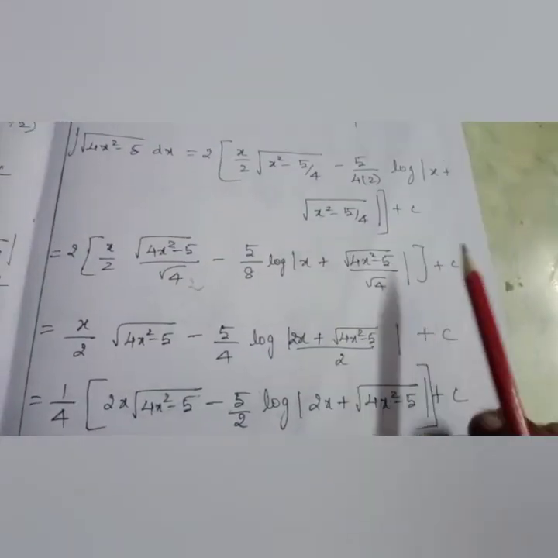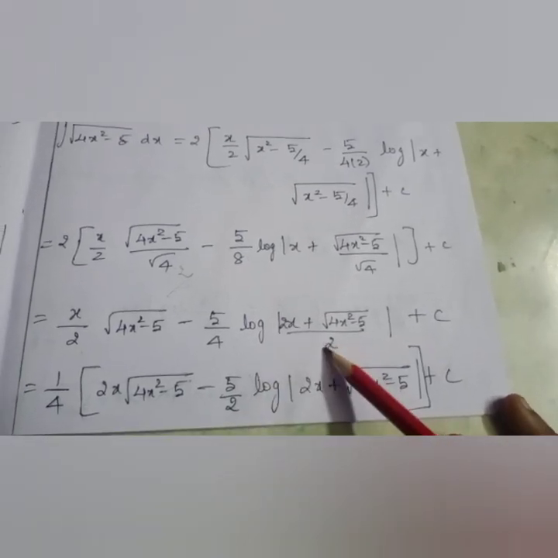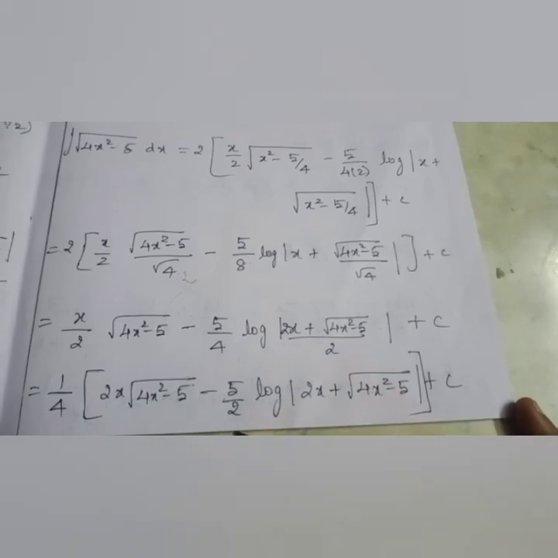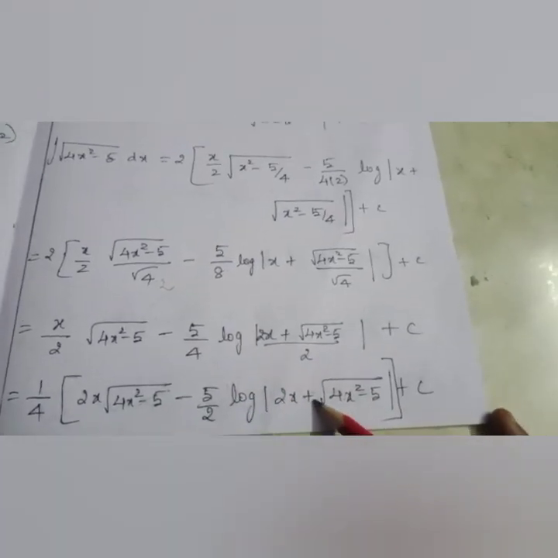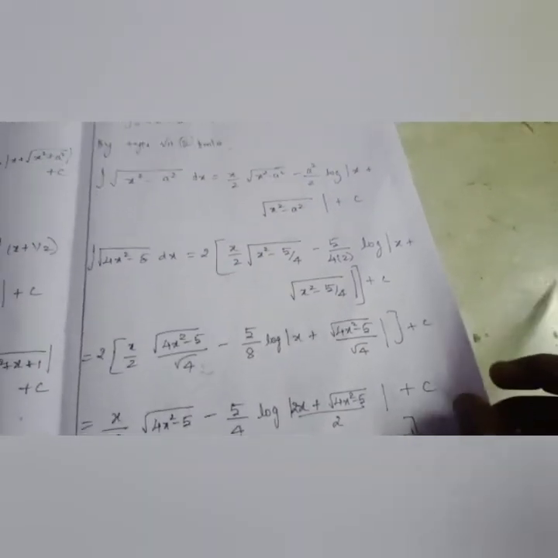So 2x root of 4x square minus 5 by 2 log of, because this 2 is there, no, when I am going to take a 1 by 4 outside, this 2 will be replaced over here. So 5 by 2 log of 2x plus root of 4x square minus 5 plus c. Okay, so this is how we have to do it.